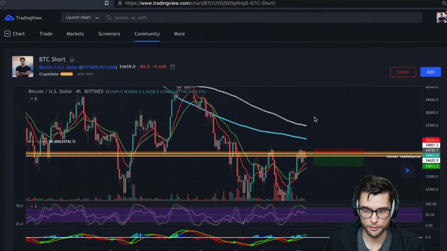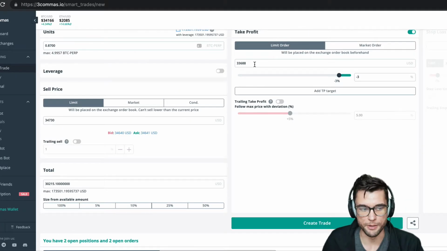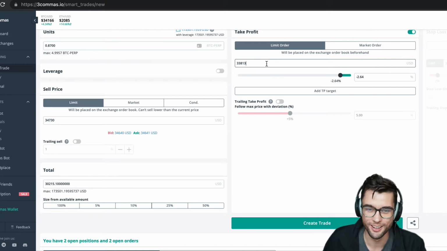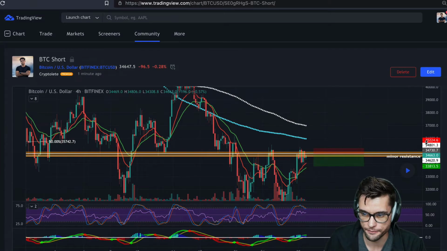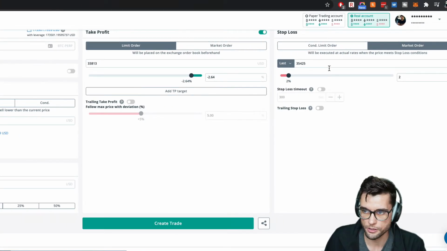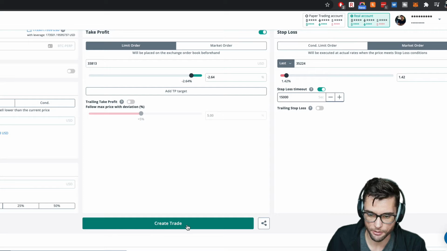My take profit is 33,813. Man, my computer is so slow, and this is a fully decked out MacBook Pro. 33,813. And then I'll have my stop loss at 35,224. And then I'm going to put a stop loss timeout on there just in case, for 15,000 seconds. I'm going to create my trade.